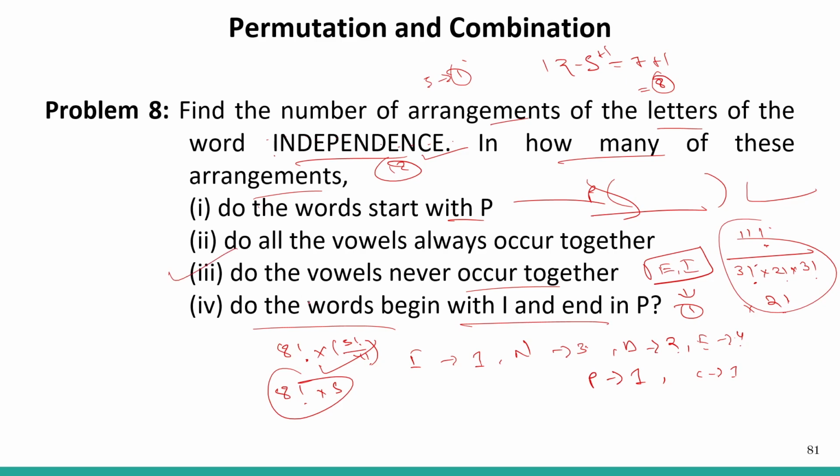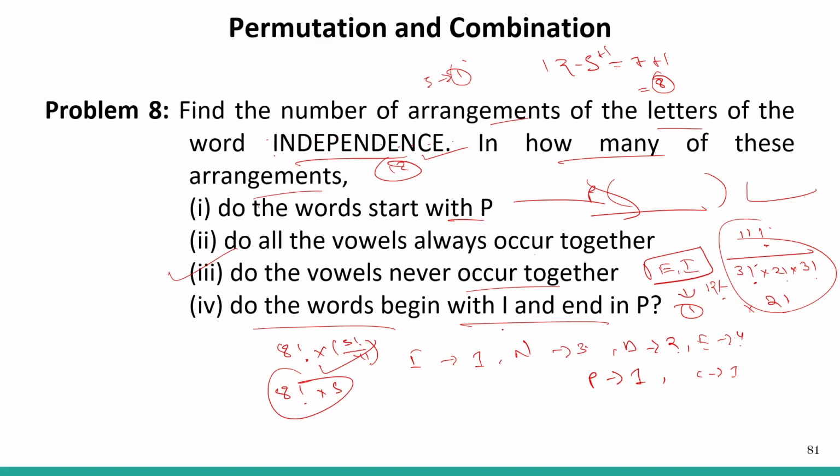And let's see for part 4 what the correct answer will be. Do all the vowels never occur together? Actually no, the above won't be the answer. The full answer will be 12 factorial minus this much, because it asked us that the vowels never occur together, and here we have assumed they occur together. So all the remaining cases will be the cases where vowels never occur together.